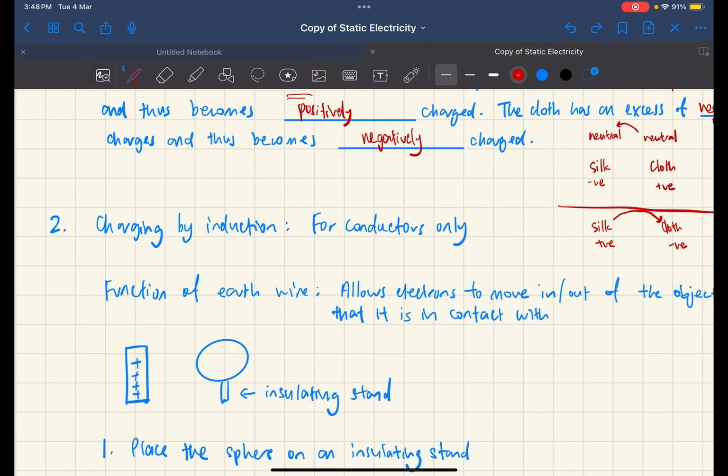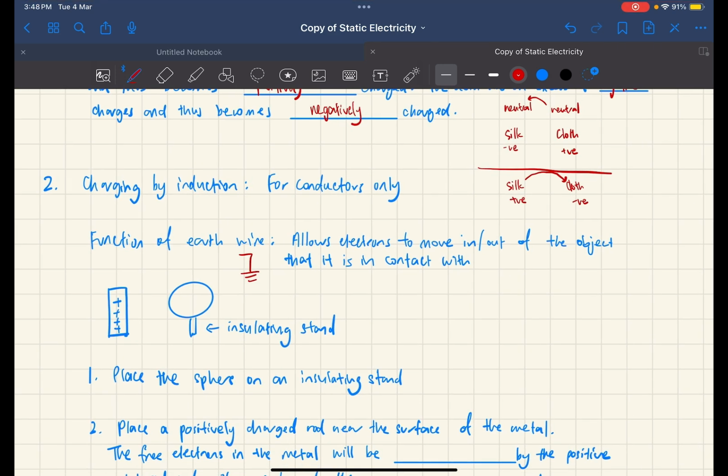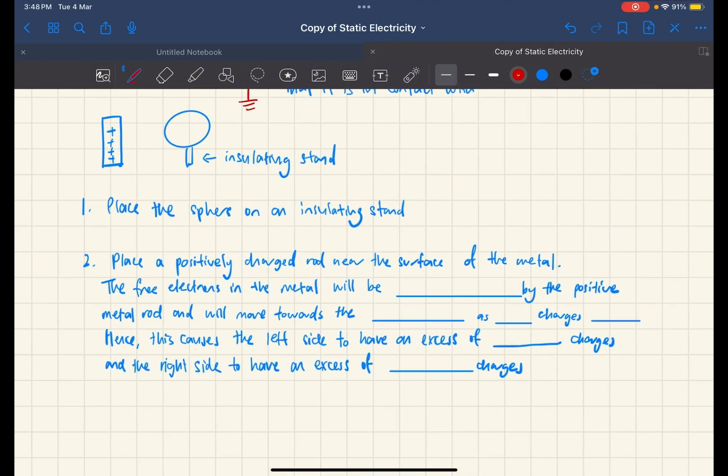There's something called an earth wire. The way for you to draw your earth wire is like this. And what does the earth wire do? The earth wire allows electrons to flow either into something or out of something. Okay, so we'll move on to this portion over here.